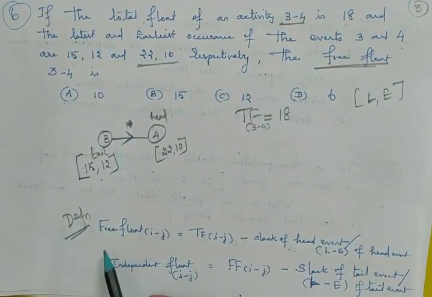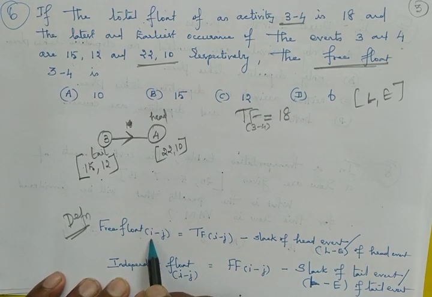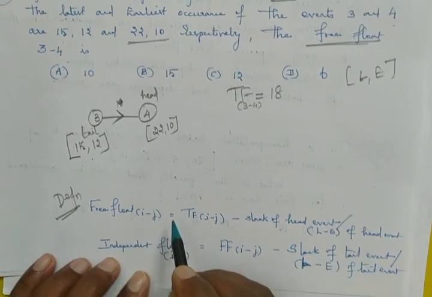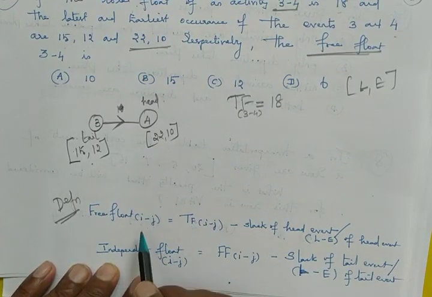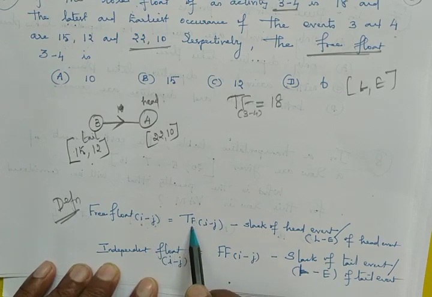To find the free float of ij, I always indicates the tail and j always indicates the head. This is the tail, this is the head. So the free float of i to j is equal to the total float of i to j.